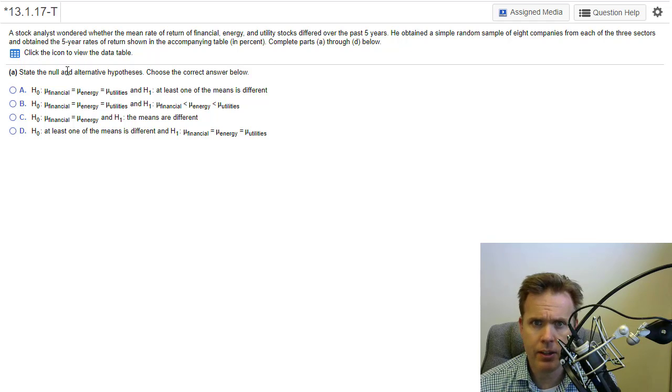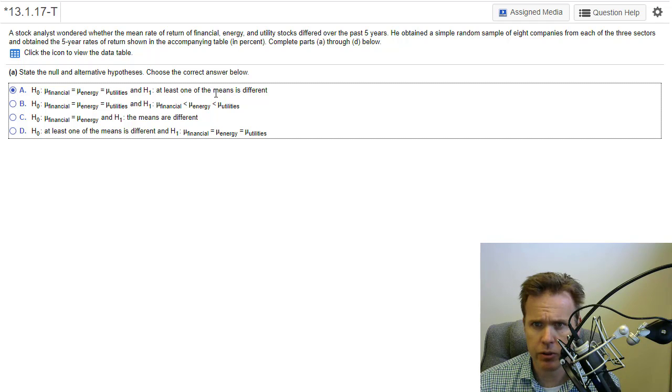So let's state the null and alternative hypothesis. Remember, the null is that they're all equal, and the alternative is that at least one of them is different, or they aren't all equal, which is the same thing, and they have A. So there's a couple different ways to interpret that, right?